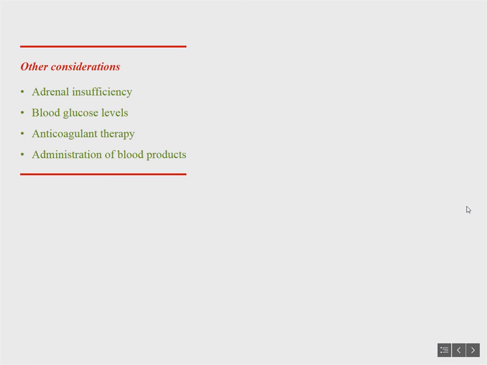Okay, here's a few other things to think about with these septic patients that can happen. One of them is adrenal insufficiency, okay? Now, where are our adrenal glands? On top of our kidneys, right? There are these little tent-shaped glands that sit on top of the kidneys.